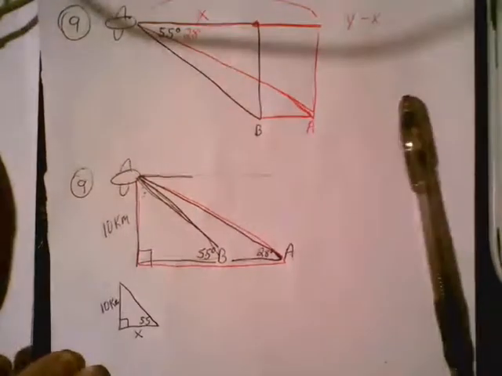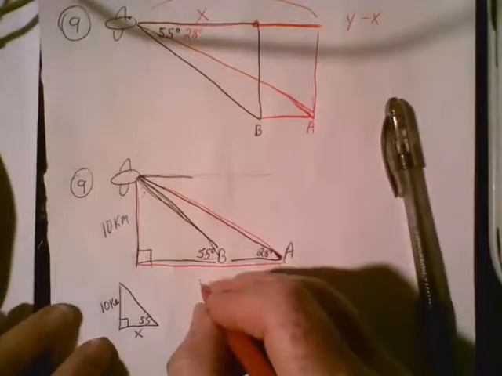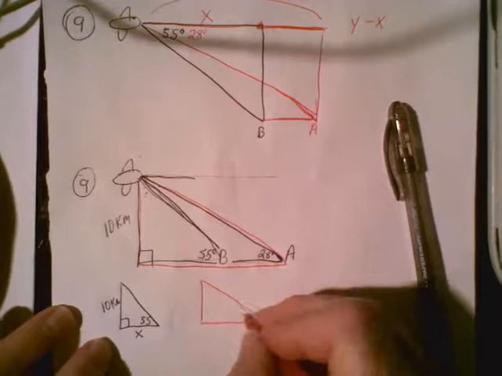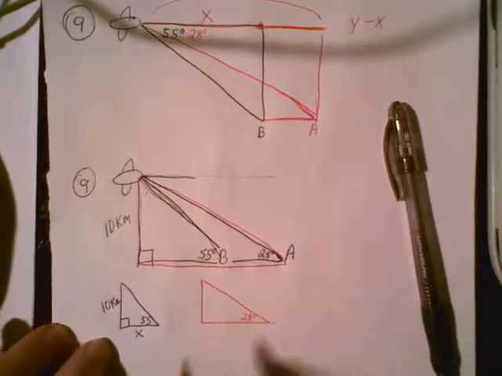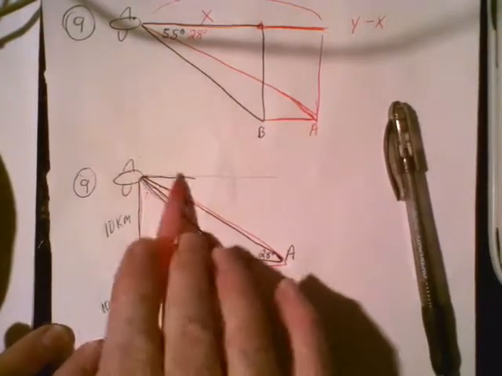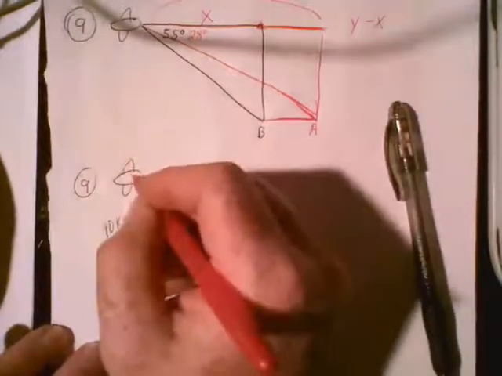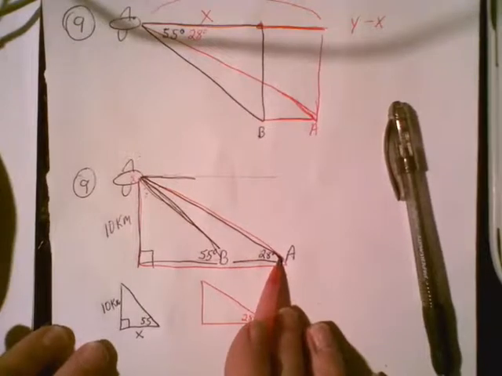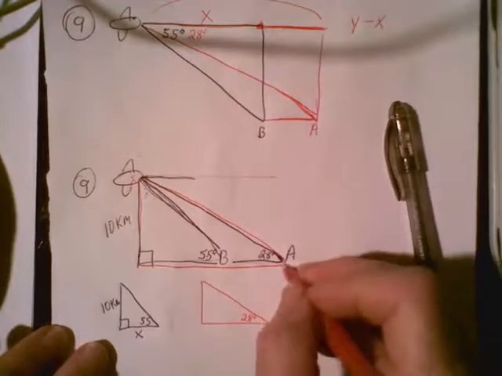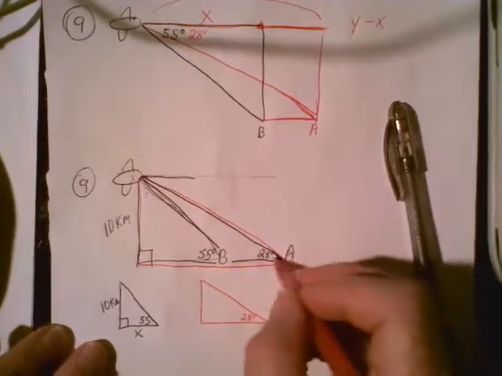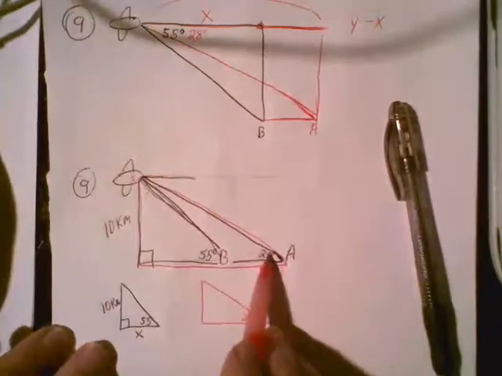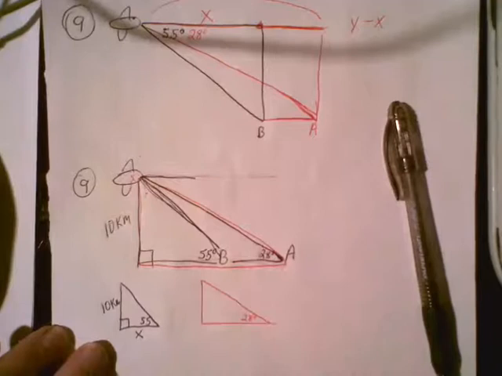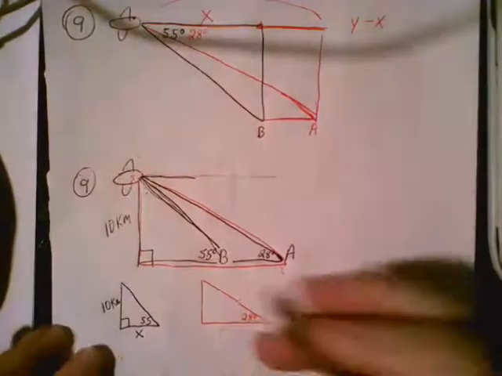And then for the other triangle, this is 28 degrees. What I'm saying there is that the angle of depression, if somebody's up here in this plane, looking at town A here is the same as if there was a person standing in town A looking up. It'd be the same as their angle of elevation, because those are alternate interior angles.